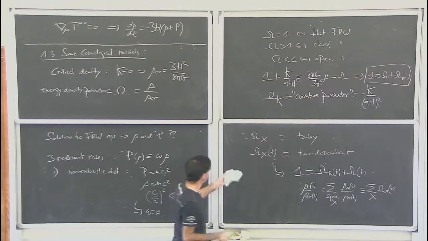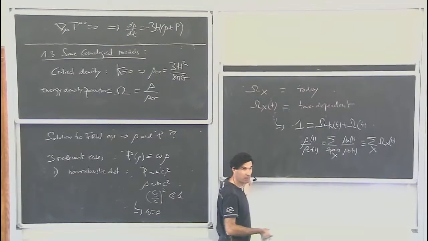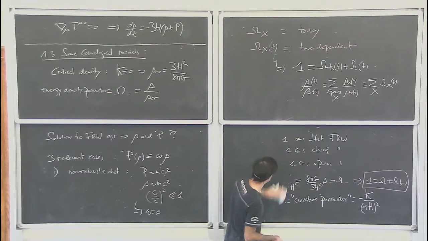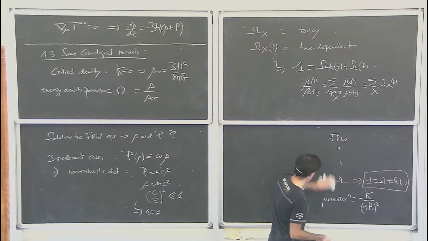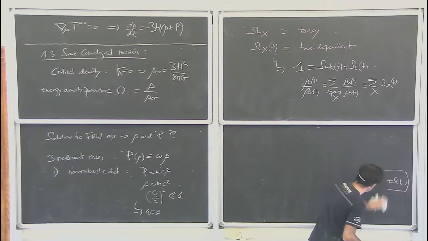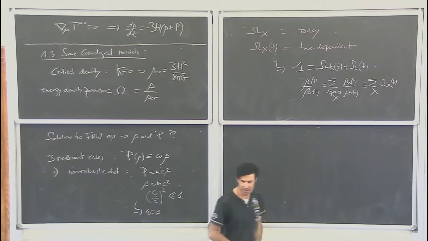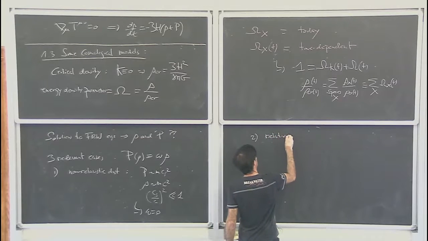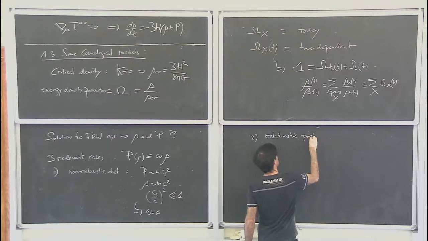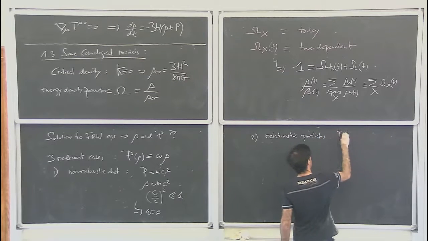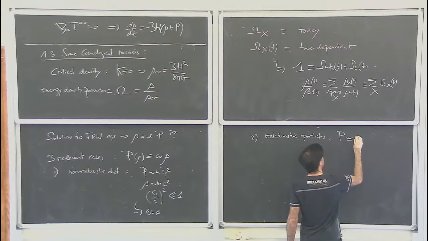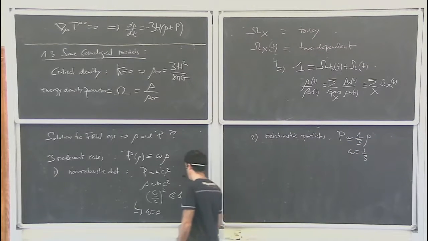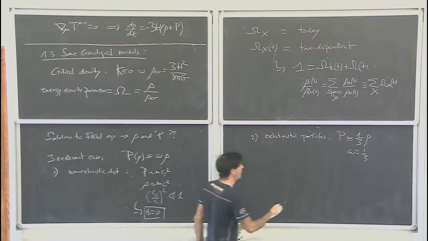The second case, of course, is relativistic. You have a relativistic distribution of particles, and then you know that the pressure matters. If you remember your thermodynamics or statistical mechanics class, if you have relativistic particles, then the pressure goes basically like one third of rho. Okay, so I have omega is one third. Here I had omega equals zero. Omega is one third.